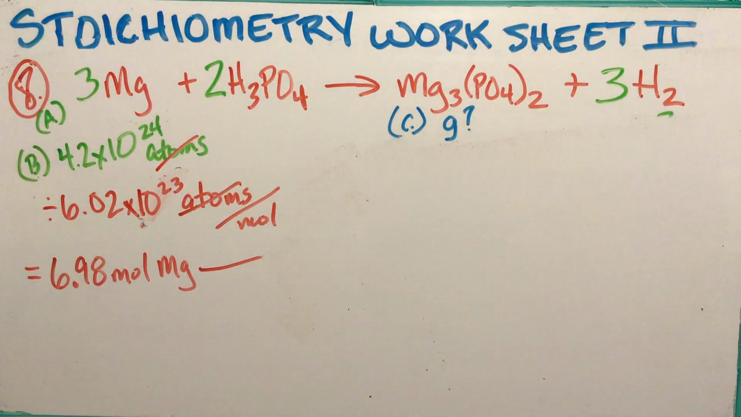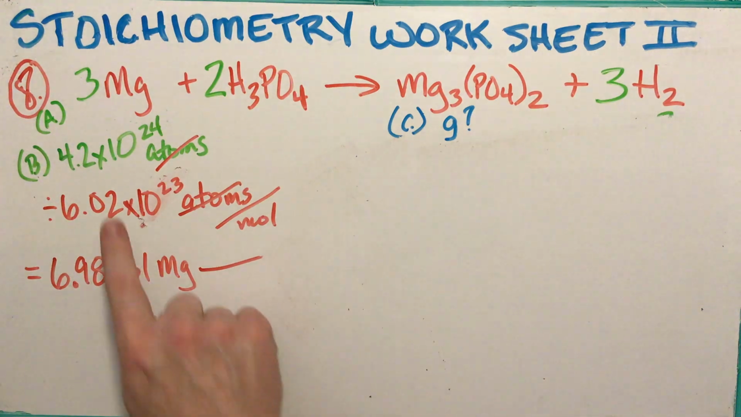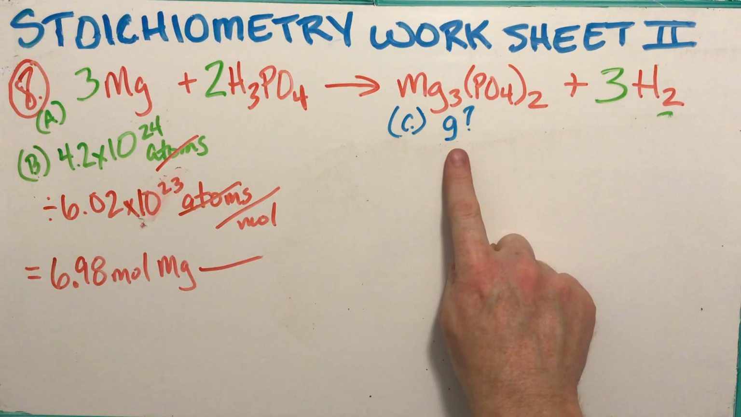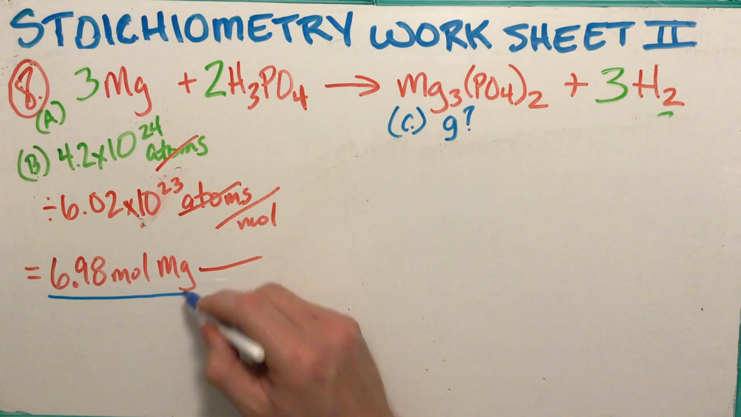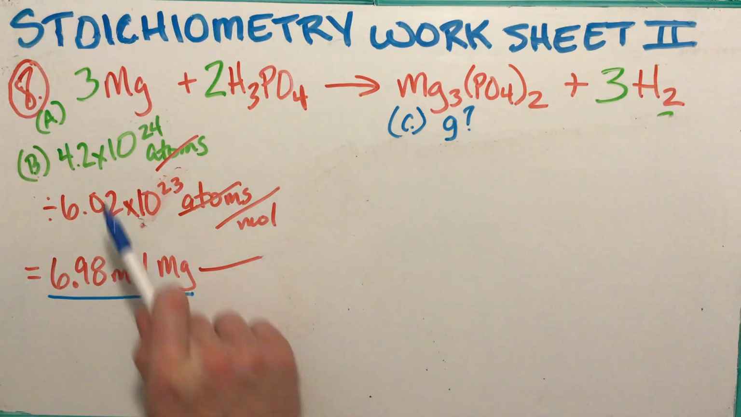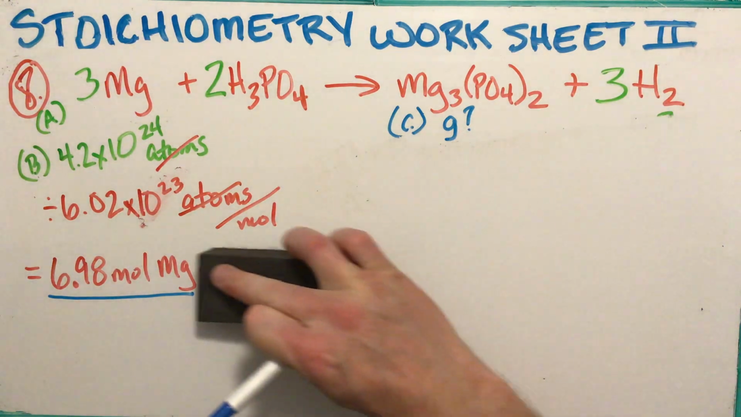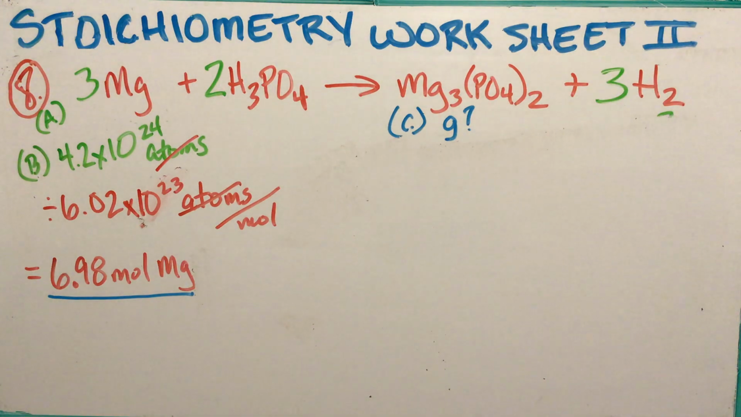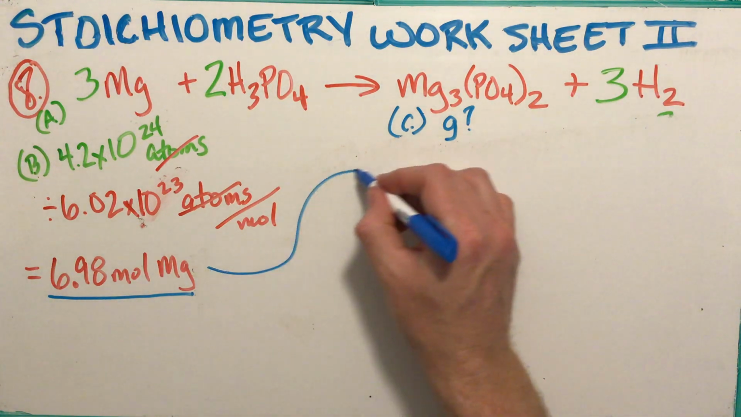All right, now to do C, C is saying, look, if we took this many atoms of magnesium, how many grams of magnesium phosphate would we get? Well, I kept the earlier work where I got the moles, because if I have moles, I can mole ratio to any other substance. And I'm going to have to go from this one to this one. All right? So I kept that moles there. And all I'm going to do now is bring this over to here.